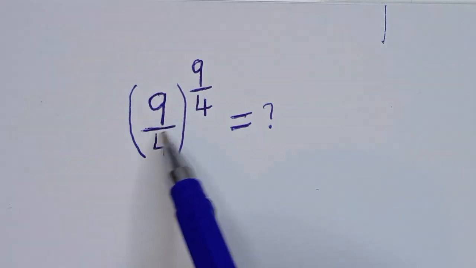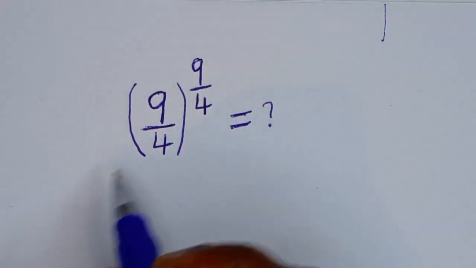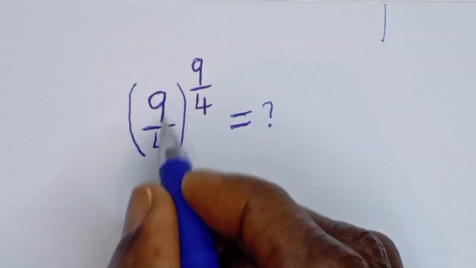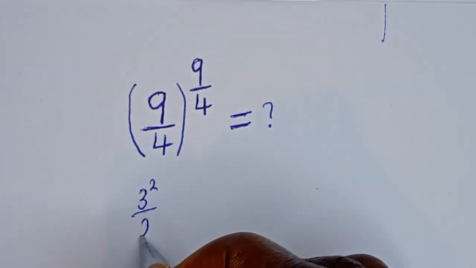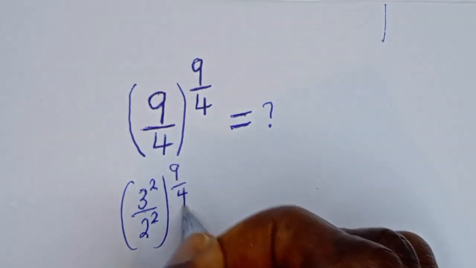How to simplify this nice math problem without using a calculator: (9/4) to the power of 9/4. From here, 9/4 can be written as 9 is 3 squared, divided by 4 is 2 squared, to the power of 9 over 4.